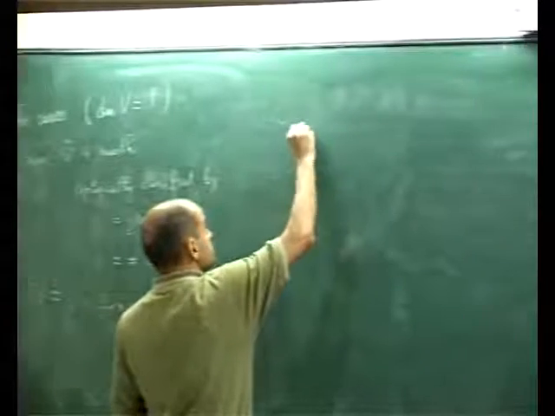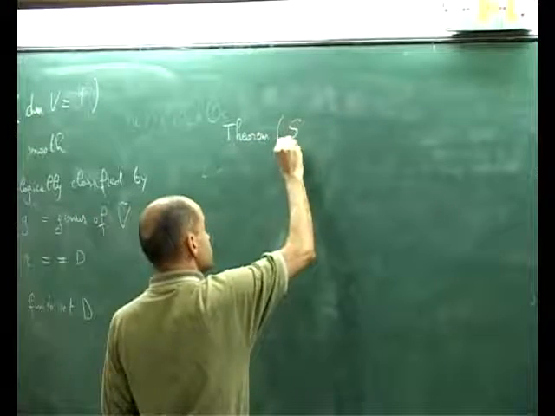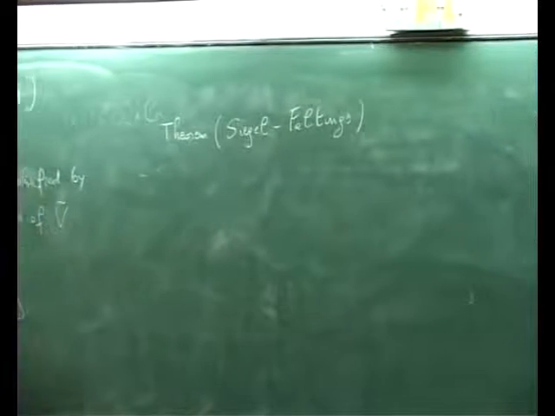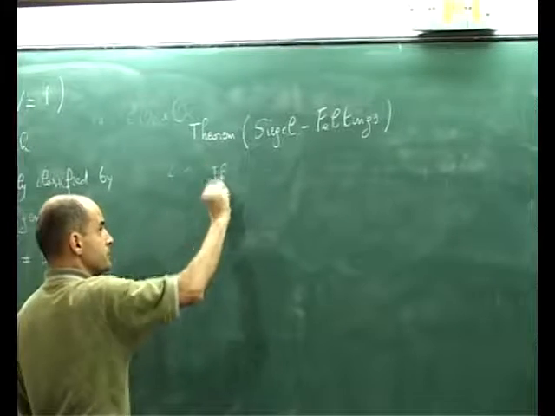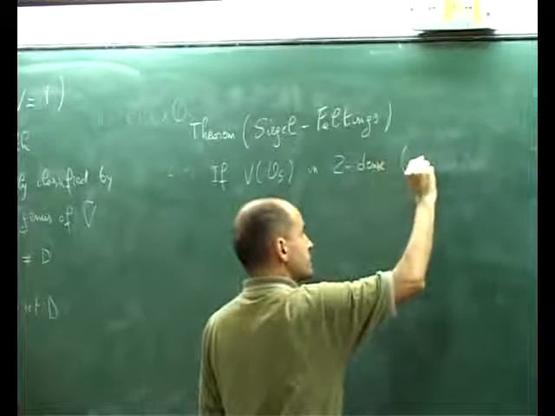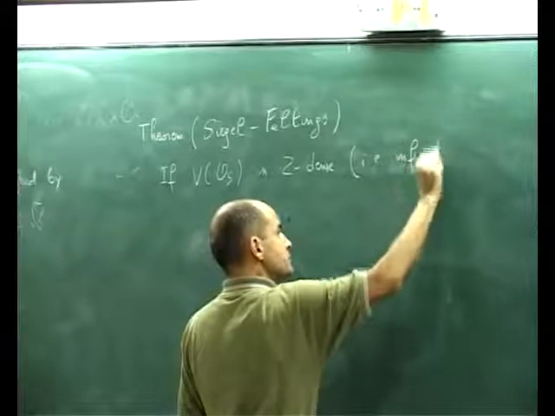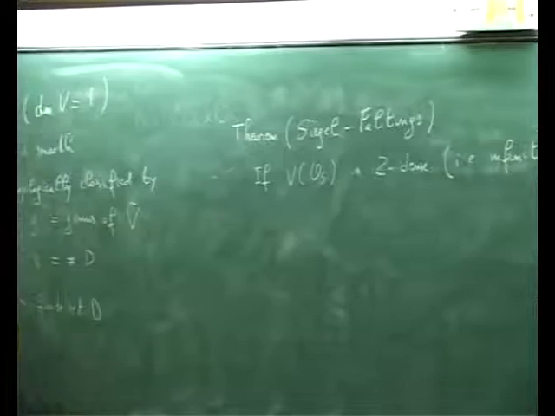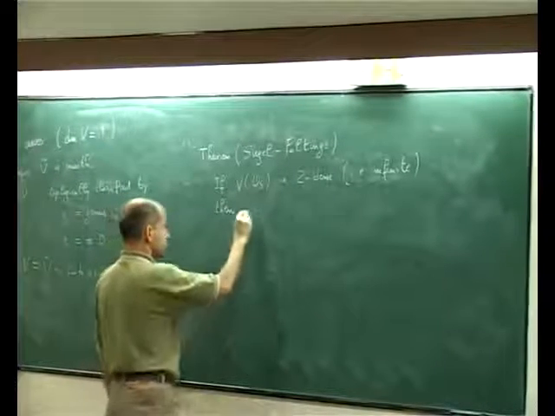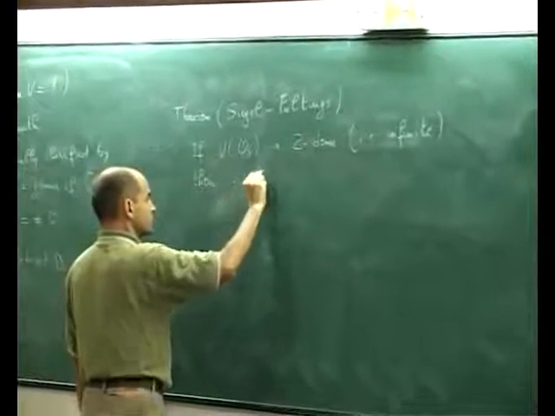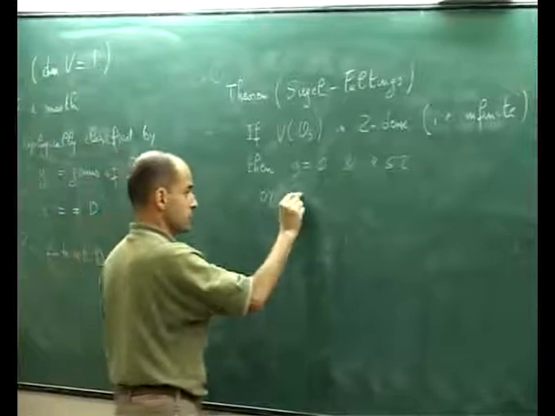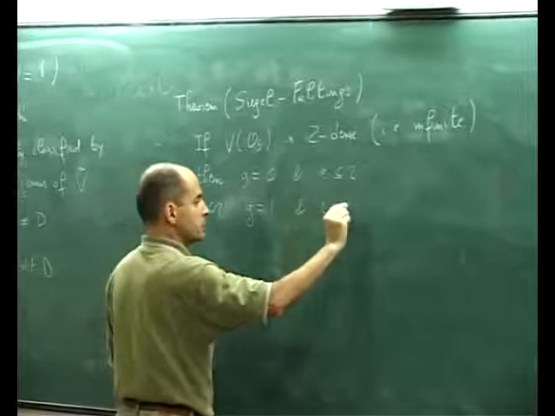Now the theorem, which is due to Siegel, in this particular case, and in general due to Faltings, says the following: if B(OS) is Zariski dense, which is the same as infinite, for an irreducible variety of dimension 1, Zariski dense means infinite, then G equals 0 and R is less than or equal to 2, or G equals 1 and R equals 0.